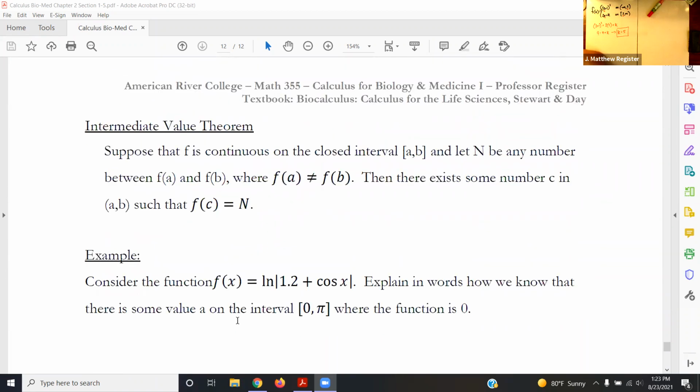The last thing we have today is the intermediate value theorem. The intermediate value theorem is a very nice and useful theorem, and it's very conceptual, but there's not many math problems we can ask related to it, because the answer is always going to be the intermediate value theorem. What the intermediate value theorem says is, suppose that a function is continuous on a closed interval, and let n be any number between f of a and f of b. Then there exists some number c on that interval such that f of c is equal to n.